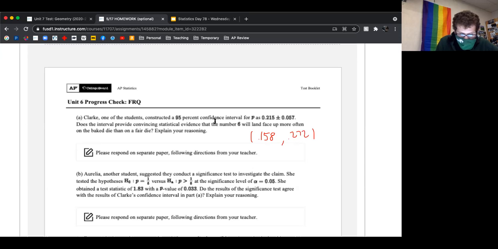So with this, we want to compare, in a fair die, we would expect 6 to be rolled 1/6 of the time. So 1/6 is 0.16 repeating. So maybe you guys can answer this. Does this confidence interval provide convincing statistical evidence that the number 6 will land face up more often on the baked die than on the fair die?